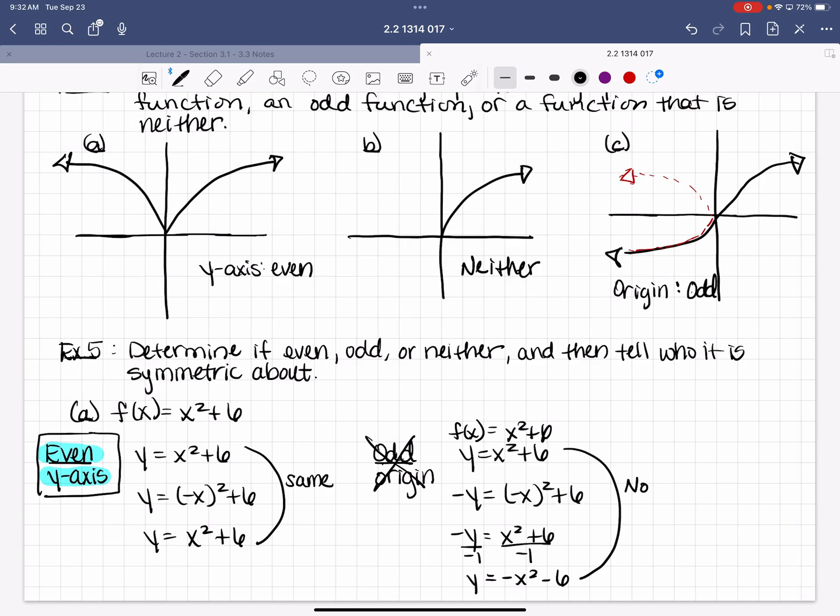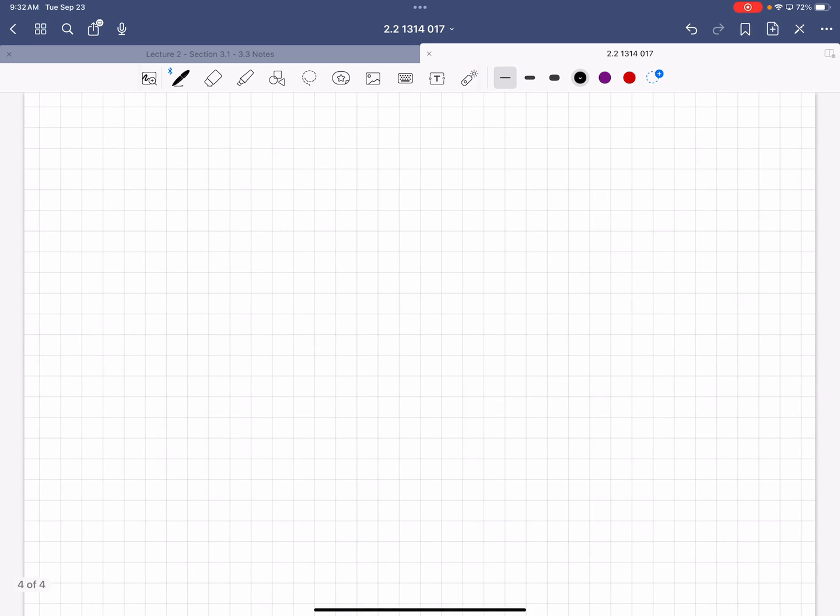Let's look at a B, at least. We'll do one more, we'll do B. Same directions, of course, and I have g of x equals 7x cubed minus x. Okay, so let's start off with even, which means that we're talking about the y-axis. This is really y equals 7x cubed minus x.